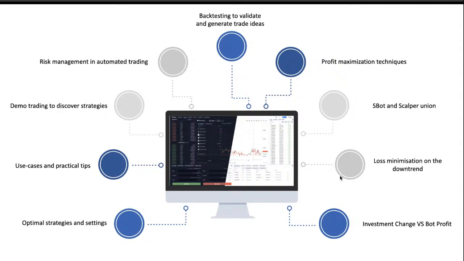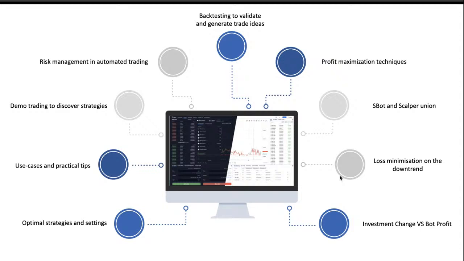And for the newcomers today, and actually for those who also participated, there will be new use cases and practical tips, optimal strategies and settings for our current bots. I will explain to you what the demo trading is all about and how to use it to discover and optimize your own strategies. And this allows you an absolutely risk-free trading optimization. So here is the keyword, risk-free. Basically, you are able to use virtual money, paper trade, just to discover and optimize your own trading strategies, absolutely risk-free.